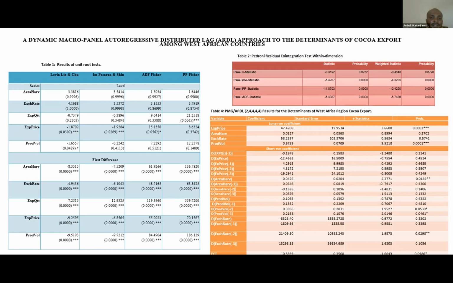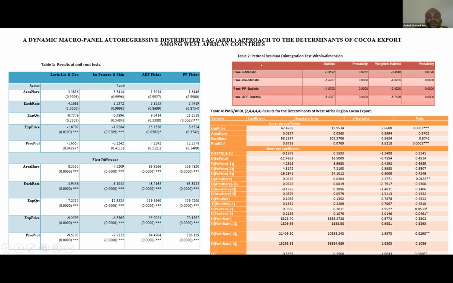You can see the area harvested was not stationary at level. Exchange rates was also not stationary at the criteria. It was stationary. So also the export price, the Im, Pesaran and Shin, the ADF-Fisher, both of them show that they are stationary. So given this, we need to do first difference in order to stationarize all the variables. So we can see from the first difference result, all the macro variables were stationary at first difference from all the 3 or 4 criteria: Levin, Lin and Chu, Im, Pesaran and Shin, ADF-Fisher, and PP-Fisher.